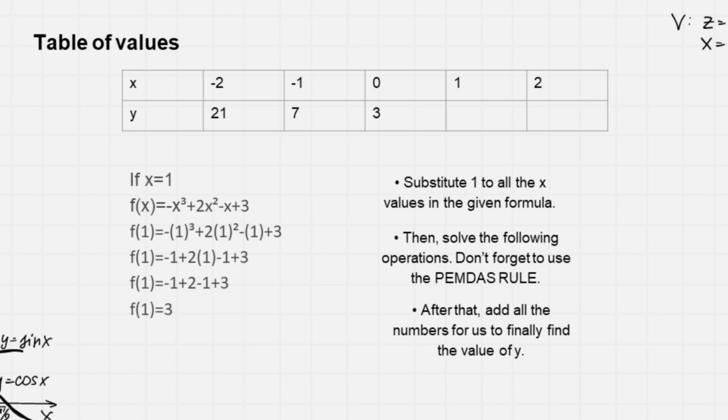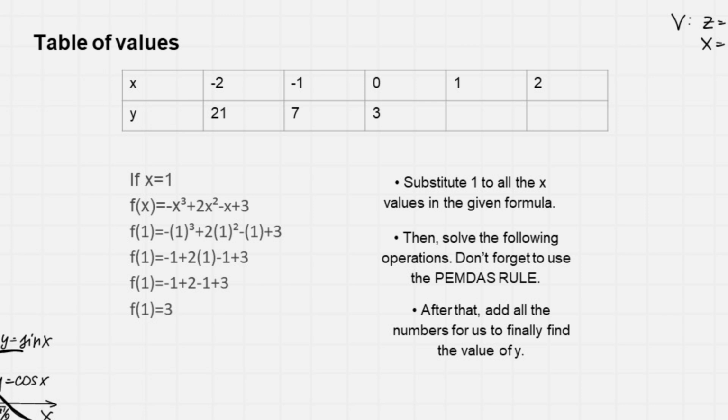For the fourth value of x, which is 1, let's substitute it to the given formula. f(x) = -x³ + 2x² - x + 3. The formula will become f(1) = -(1)³ + 2(1)² - 1 + 3. Now, let's solve the operations.